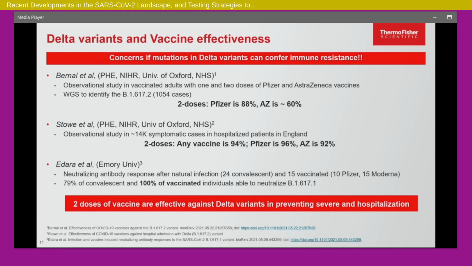But so far, even with the Delta variant, the vaccines with two doses, based on these studies and the latest studies, seem to be effective. But again, things can change because these mutations do go on.